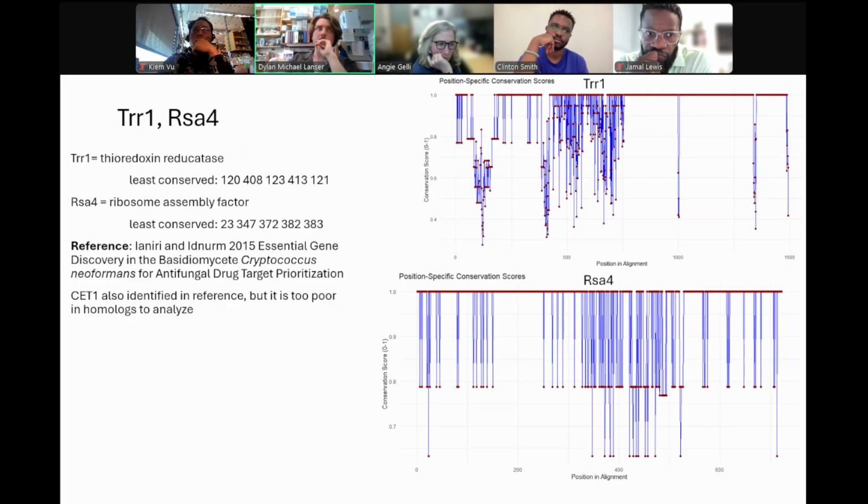It's interesting, these proteins are identified in the course of looking for drug targets. They mentioned another one in this paper too, but I couldn't find enough homologs to do the kind of analysis here for it. It's something to note.